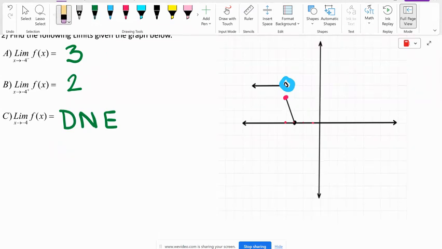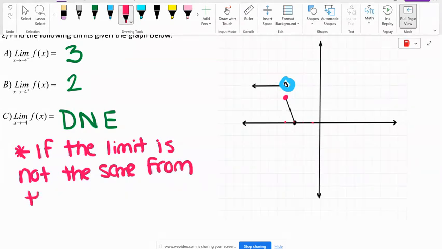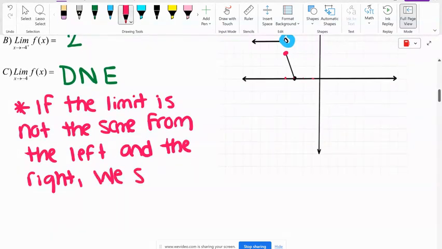So we put DNE, does not exist. Let me put a little star and explain why we put DNE. If the limit is not the same from the left and the right, we say the limit does not exist.